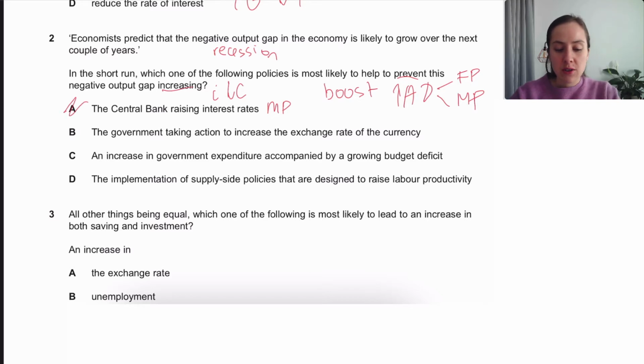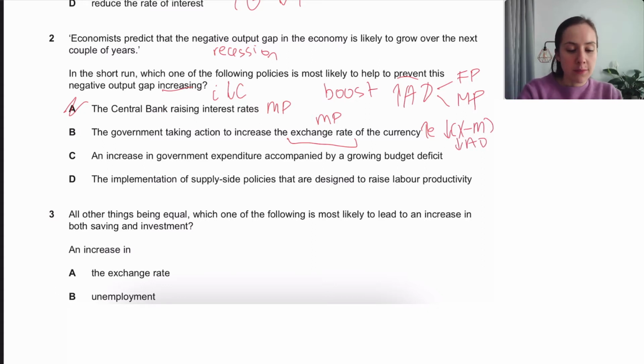The government taking action to increase the exchange rate. This is a monetary policy, but again, increased exchange rate is bad news. If you do that, you will decrease X minus M, and that's going to decrease AD. So that will make the economy smaller, not help it grow. An increase in government expenditure accompanied by a growing budget deficit. So more spending sounds to be like a fiscal policy. I like that one. This is meeting the condition, and a growing budget deficit just simply means that government is spending more money and taxing less, which is going to boost AD, and that's what we're looking for. So this is the answer.